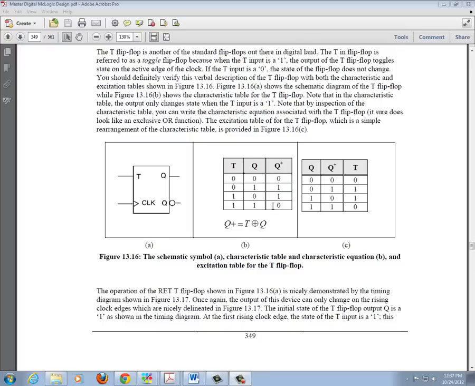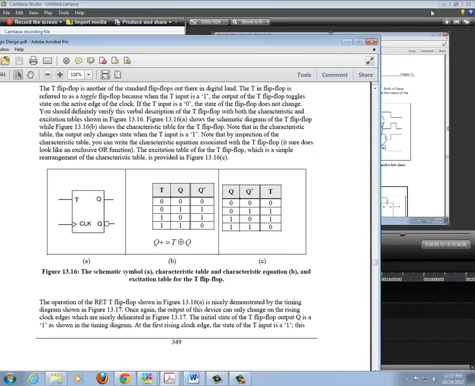If we write this in the excitation table form, we get from 0 to 0 when toggle is 0. We get from 0 to 1 when the toggle is 1 because we have to toggle to get there. We get from 1 to 0 when the toggle is 1, and we get from 1 to 1 when the toggle is 0 because we don't toggle to get there. So, as I forgot to mention with the D flip-flop, you can easily go from your excitation table to draw out a state diagram. So let's just go ahead and do that for the T flip-flop for practice.